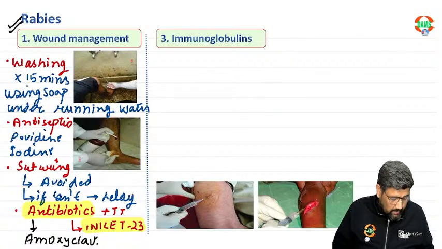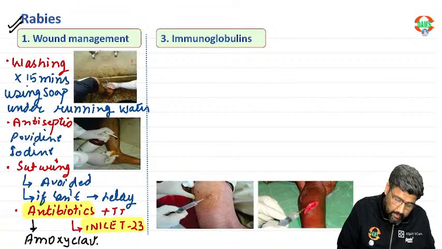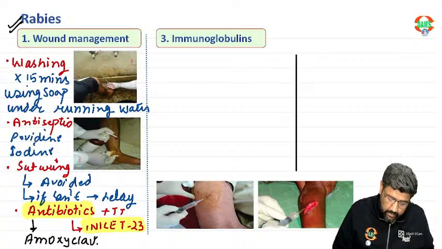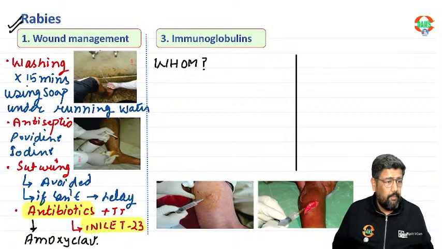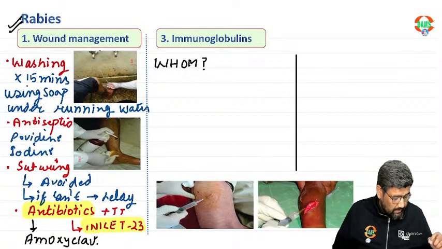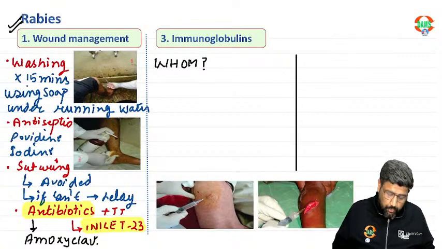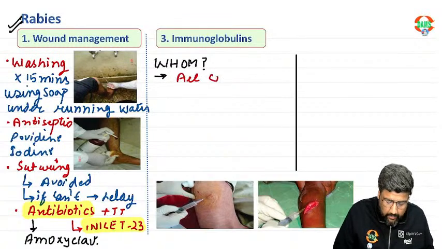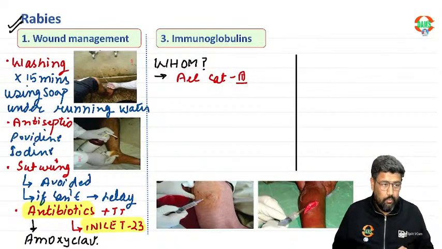Now guys, the next is immunoglobulin. I want to discuss this under two categories. Number one is whom should we give immunoglobulin? Any answer? I just told you in the previous slide. So the guidelines say all category 3 should get immunoglobulin.